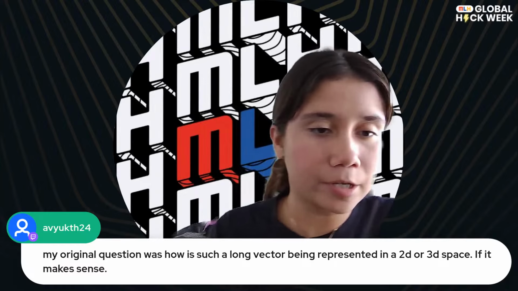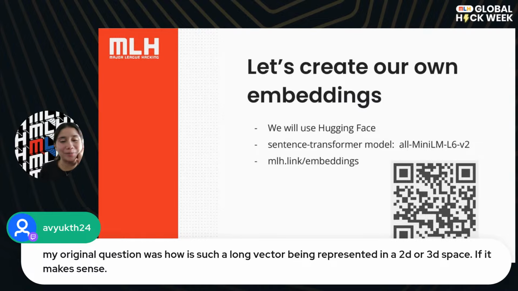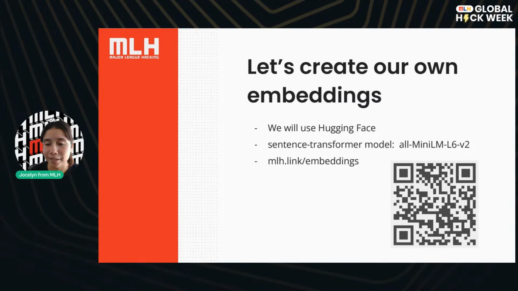Then we have another question. My original question was, how is such a long vector being represented in a 2D or 3D space, if it makes sense? Honestly, I have no idea. I wouldn't know. I know that doesn't answer your question, but I don't know everything, so that will be something to research. Thank you for asking and also questioning me, I will definitely research so I know the answer.